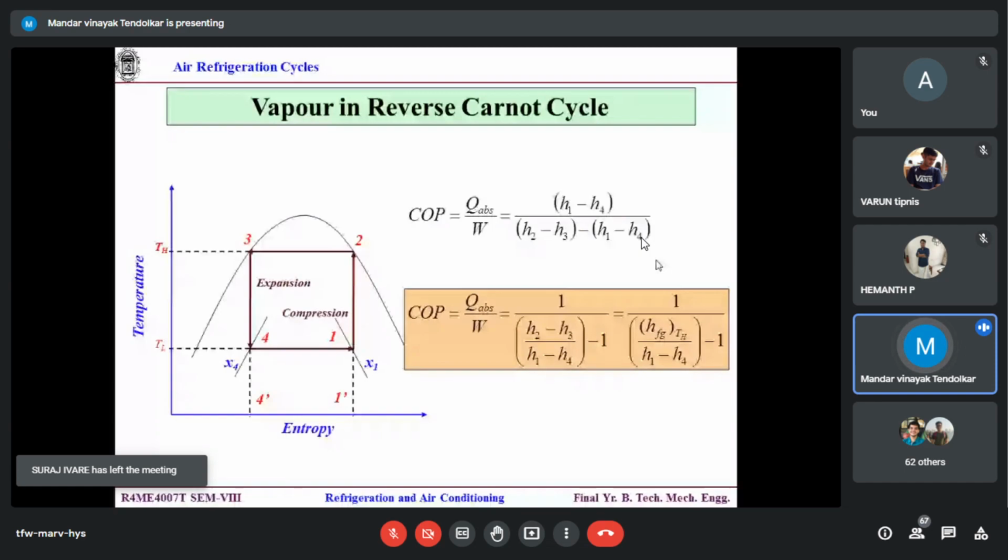Put the super insulation and so on. But for the wet mixture, it is very difficult, since the dryness fraction is continuously changing, right from x1, whatever the value, let's say 0.6, up to x2. For x2, the dryness fraction is 1. So during the compression process, the dryness fraction is continuously changing.